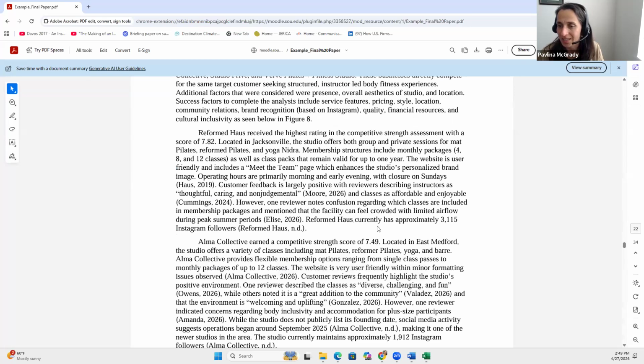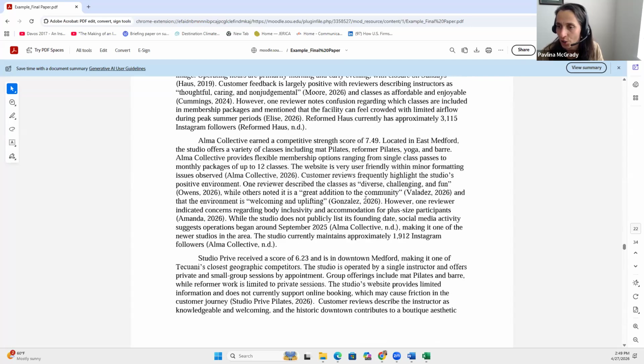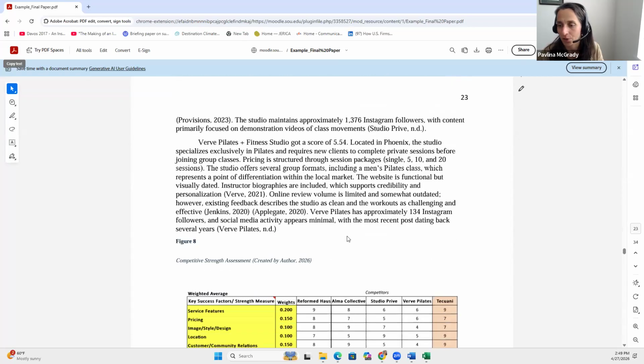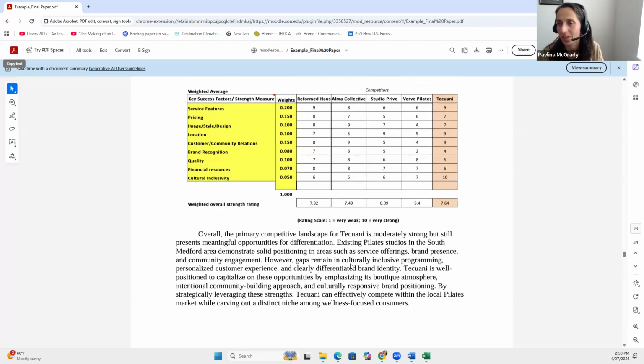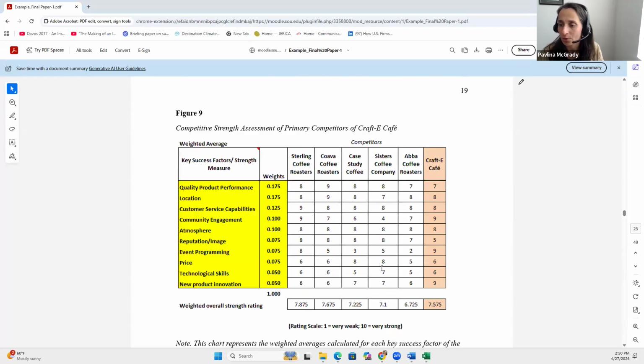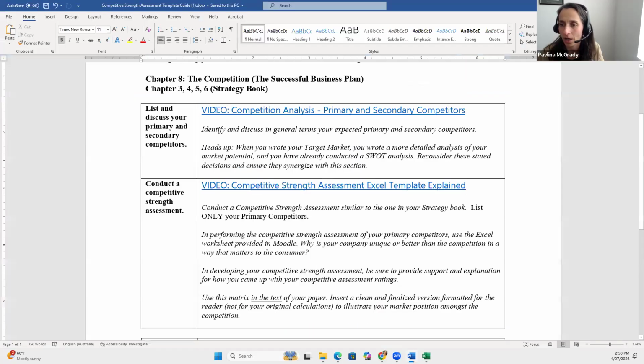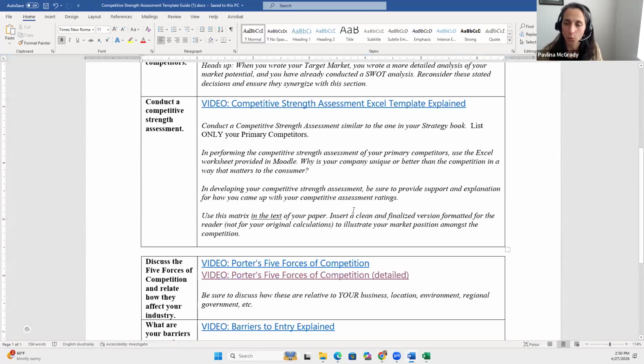You can see a summary for each competitor of why they got this rating, supported with references, not just based on personal opinion. So you see the summary, and the feature that has the highest weight is at the top, and then it goes down, and then you have your business, and then how you rate each of the other ones. Okay, so those are the first 2 sections that we have for this week.